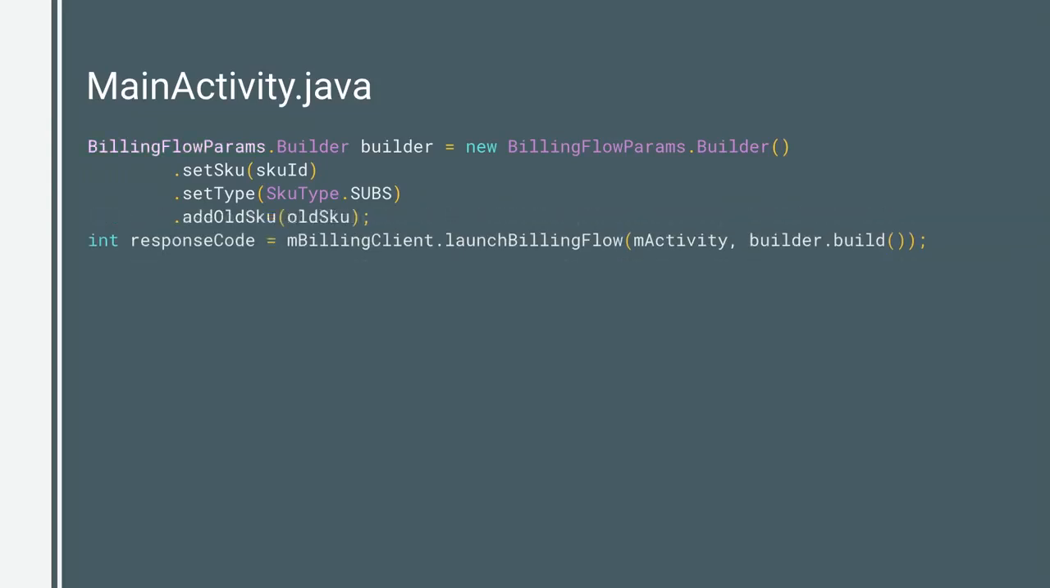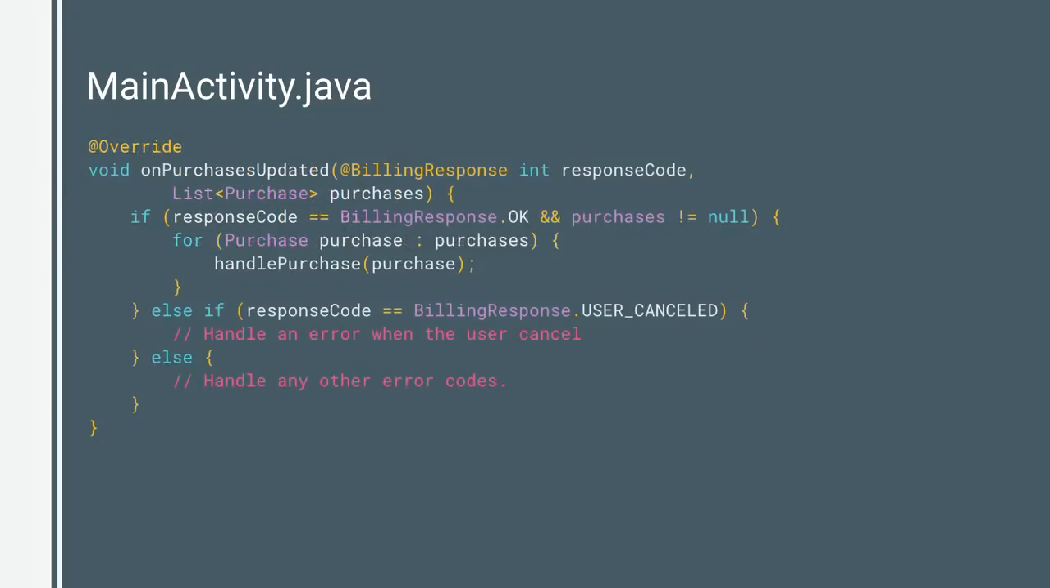launchBillingFlow. If the user is changing the subscription option, you must also pass the product IDs for the subscription items you are replacing in the billing flow parameters object using the addOldSku method. You can create an instance of billing flow parameters using the BillingFlowParams.Builder class. Just as in purchase, Google Play returns the result of the operation using the onPurchasesUpdated callback.